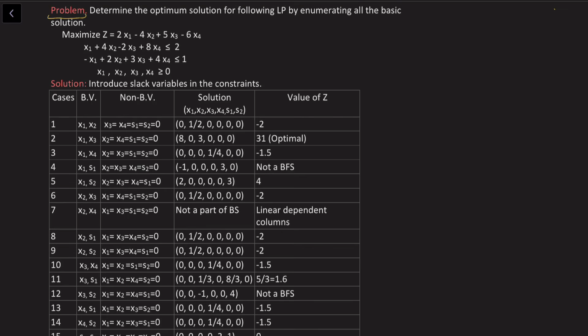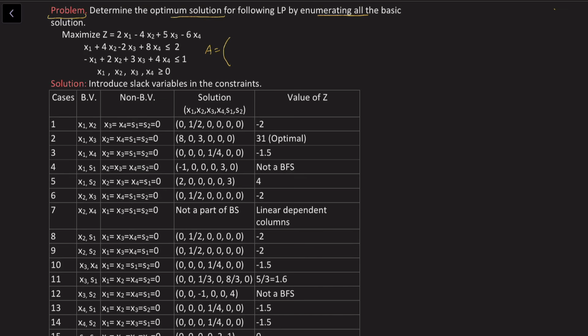Now in this problem, as we can see, we need to determine the optimal solution for the following LPP by enumerating all the basic solutions. So here I can see that there are 4 decision variables x1, x2, x3, x4, and I also need to introduce 2 slack variables. After introducing the slack variables, the coefficient matrix that I get is this.